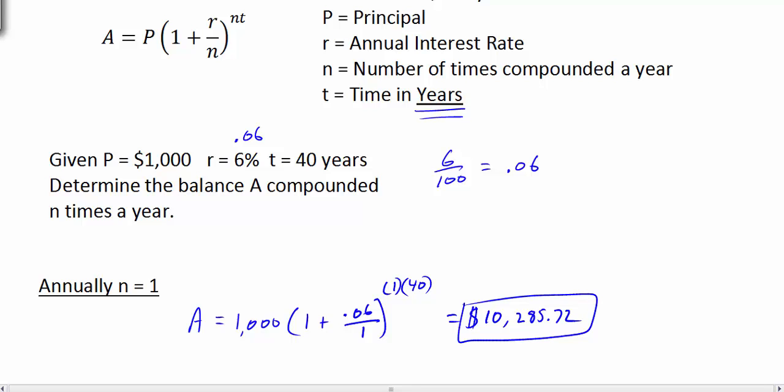So that tells us that if we were to take $1,000 and invest the money at a 6% rate, and if we leave it in the account for 40 years, then at the end of 40 years, that $1,000 will have grown to $10,285.72. And that's where the interest is compounded every year. So that means after the first year, we would calculate the interest. And then after the second year, you would calculate the interest on not only the $1,000, but the interest that you earned from that previous year. And then you would continue that process for 40 years.